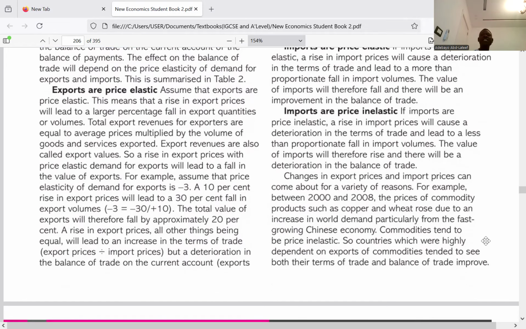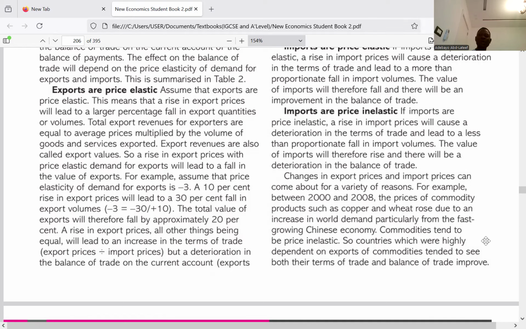So if imports are price inelastic, a rise in import prices will cause a deterioration in terms of trade and lead to a less than proportional fall in import volumes. So the value of imports will therefore rise and there will be a deterioration in the balance of trade. So if import is price inelastic, irrespective of what the price is, a rise in price will bring about what? A deterioration in the balance of trade.